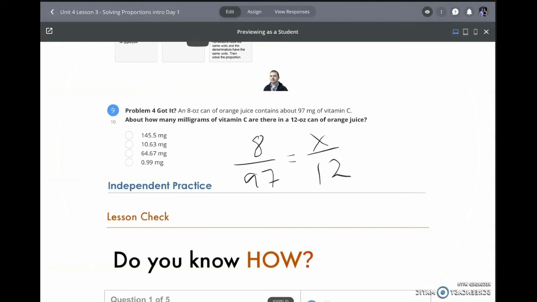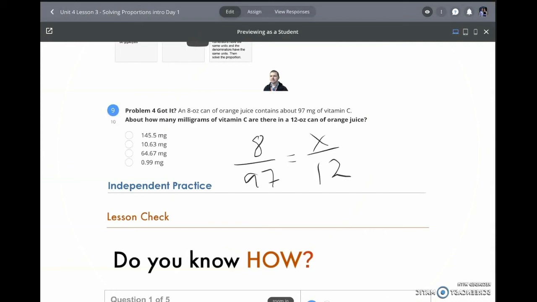Is the X and the 12 flipped? Is it opposite? Well, let's see. What would be an easy way to tell if it's right or wrong with where my X and my 12 are? The 12 is the ounces, so the ounces should be on the top since it's on the top on the other side. Good point, Miles.